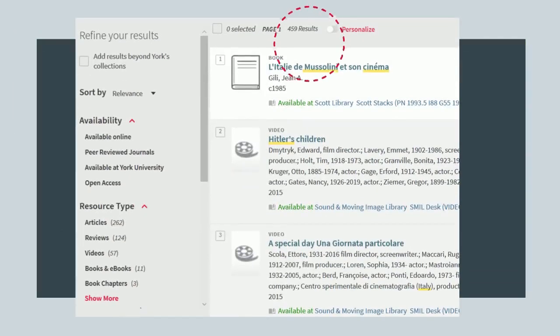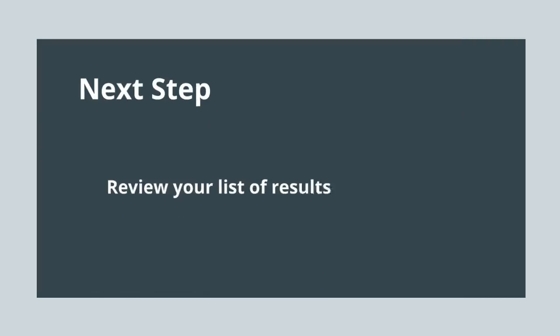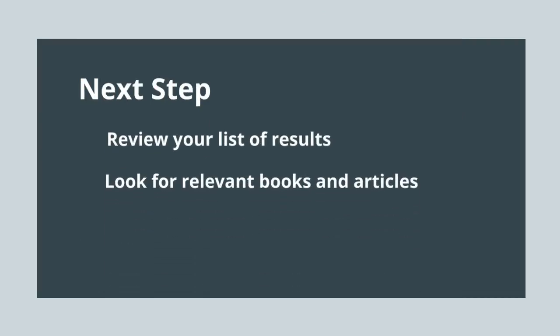There are about 450 results. If you wanted to, you could limit to books and online by using the facet limits on the left-hand side. The next step, review your list of results to find the most relevant books and articles.